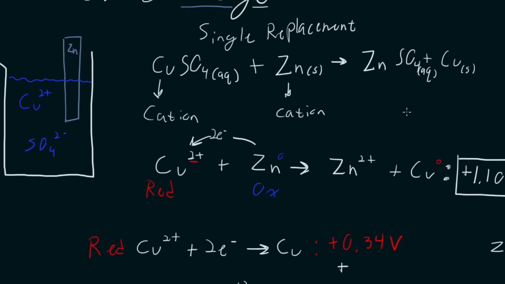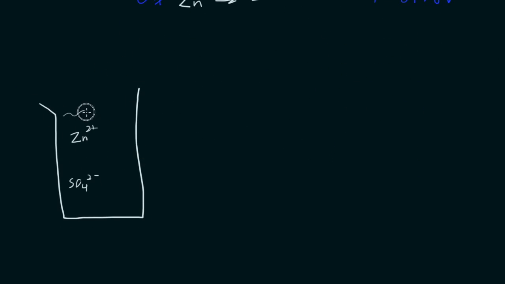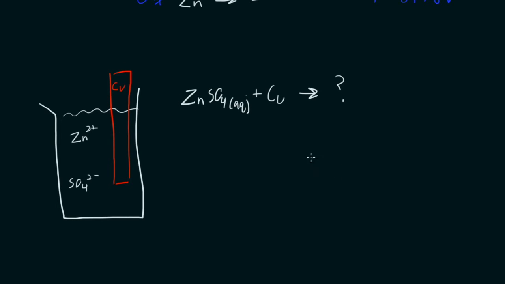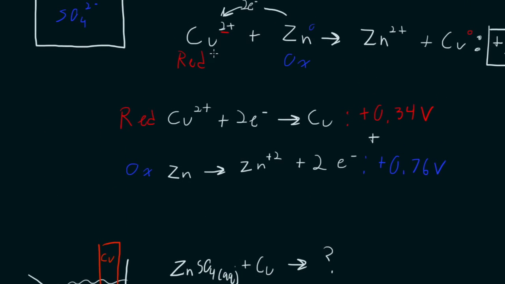What if we flipped this around? What if we had a solution of zinc sulfate and put a copper bar into it? Well, if we did that, if I set this up, what am I going to get? Is this going to proceed? Is this copper going to replace this zinc? Well, to figure that out, I'm just going to do the reverse of this reaction.